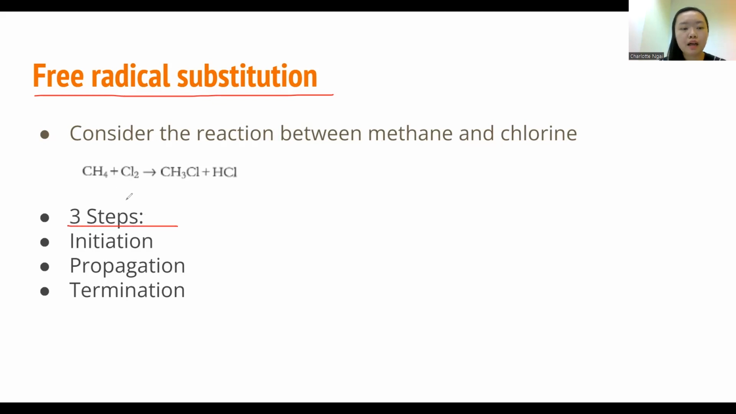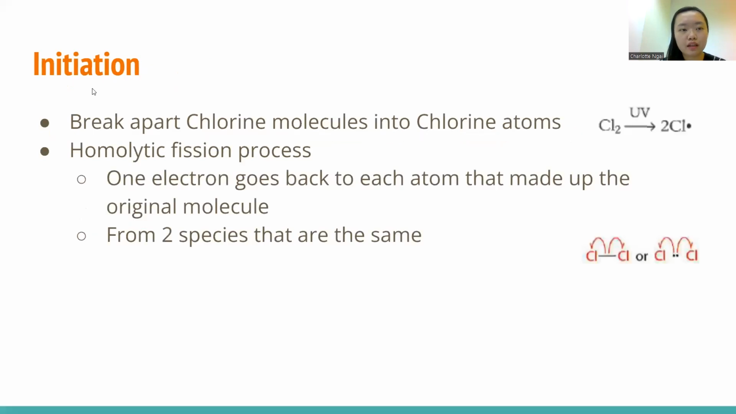So there are three steps in the free radical substitution. The first one is initiation, then propagation, and then finally termination. So let's start with initiation first. How that works is the energy needed to do this is provided by UV light. And so the UV light breaks the chlorine molecule.